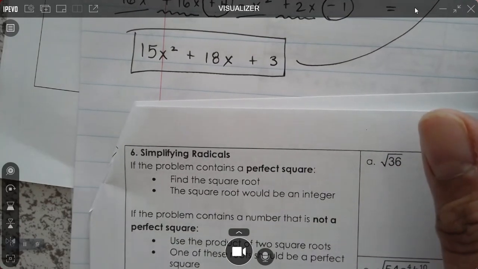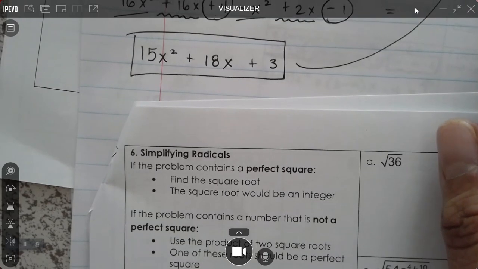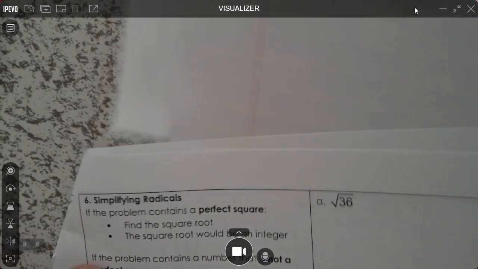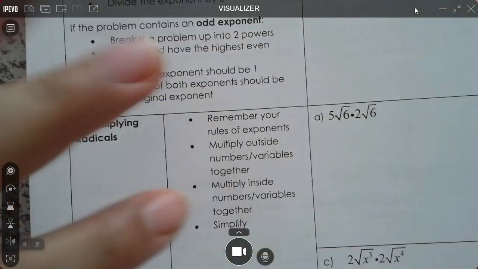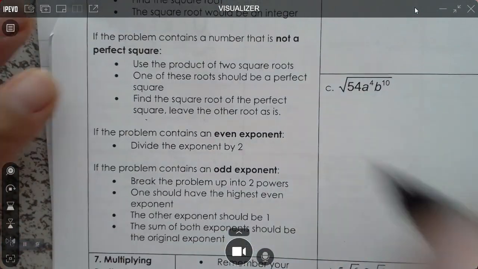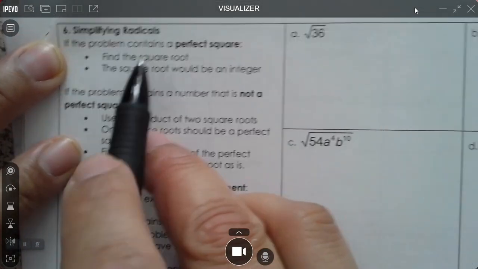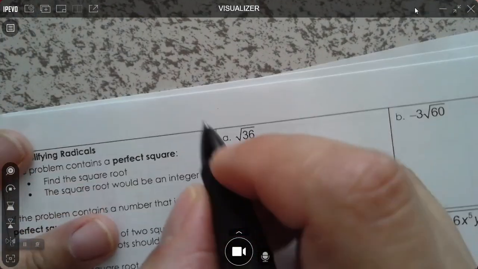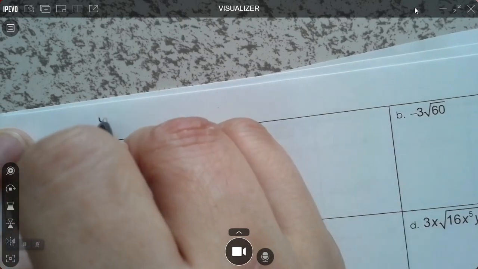Are we clear? So you have about 20 questions, maybe like 15 questions that are not calculator. So that is why, even though some things you can do with the calculator, there are some questions that they're going to ask you to solve that don't necessarily need a calculator. All right, simplifying radicals. If the problem contains a perfect square, which means that you should know your perfect squares, and if you don't, here I go.